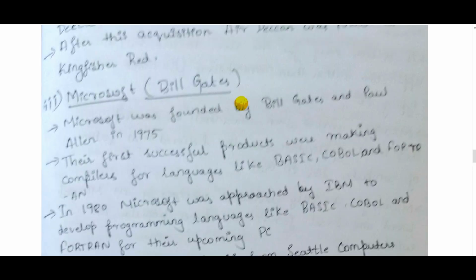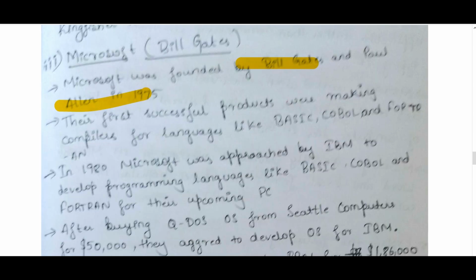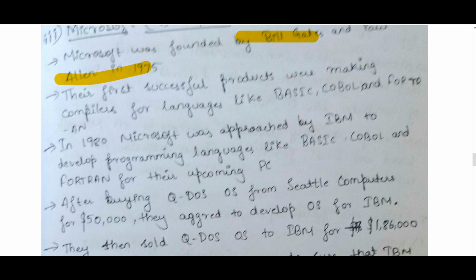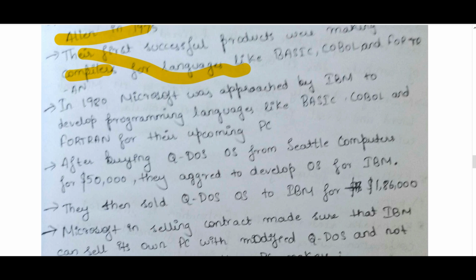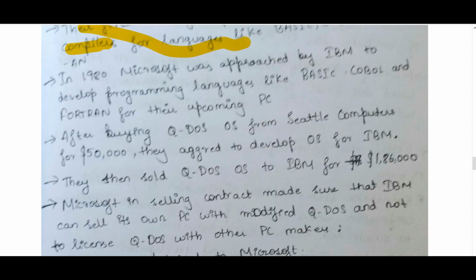Microsoft was founded by Bill Gates and Paul Allen in 1975. The first company's successful products were compilers. Their first products were compilers for languages such as Basic, COBOL, and Fortran. These are very old languages. We don't have anything about Basic, COBOL, and Fortran in our syllabus.